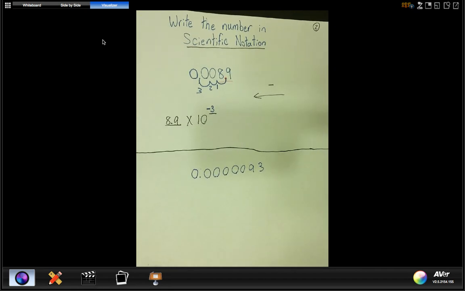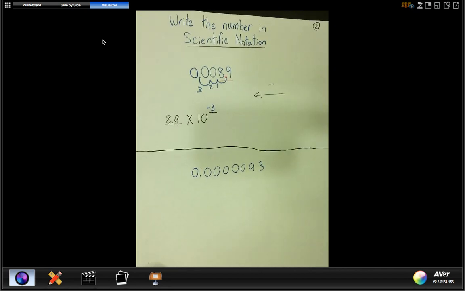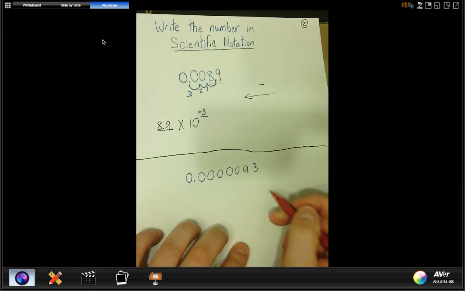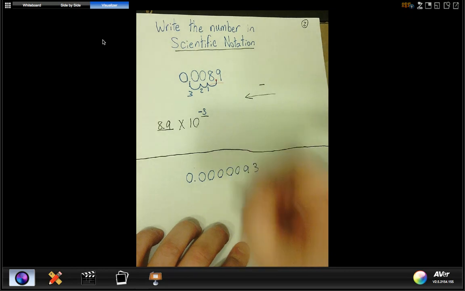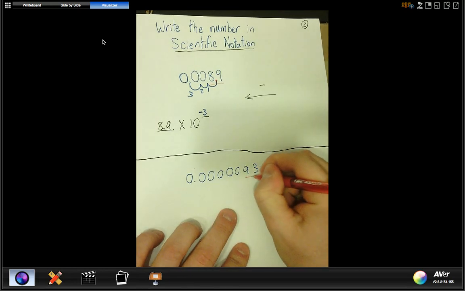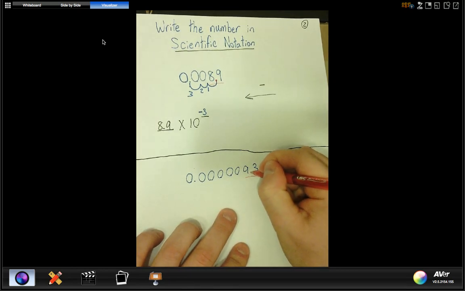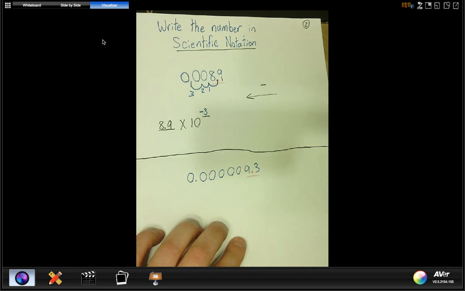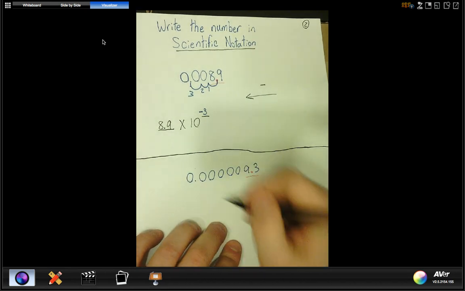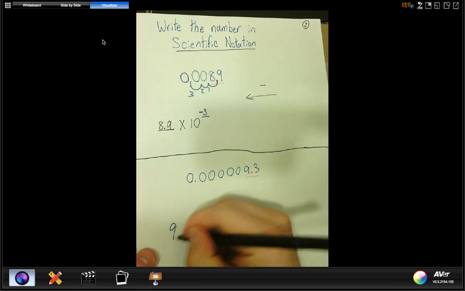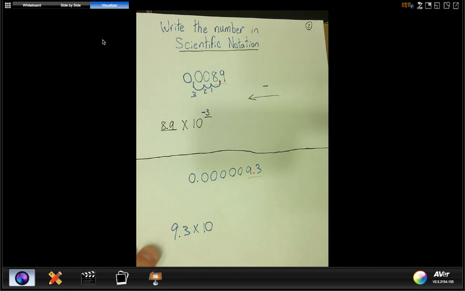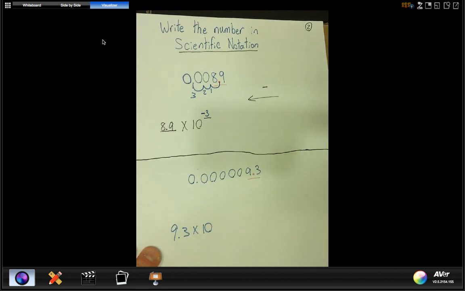Let's take a look at this giant one here. That's a lot of zeros. I don't want to write all those zeros every time. It's easier for me to write this in scientific notation. I see two numbers here. I'm going to put my new decimal point there. I know that I now have 9.3 times 10 to something. I'm not sure yet. What is it going to be?